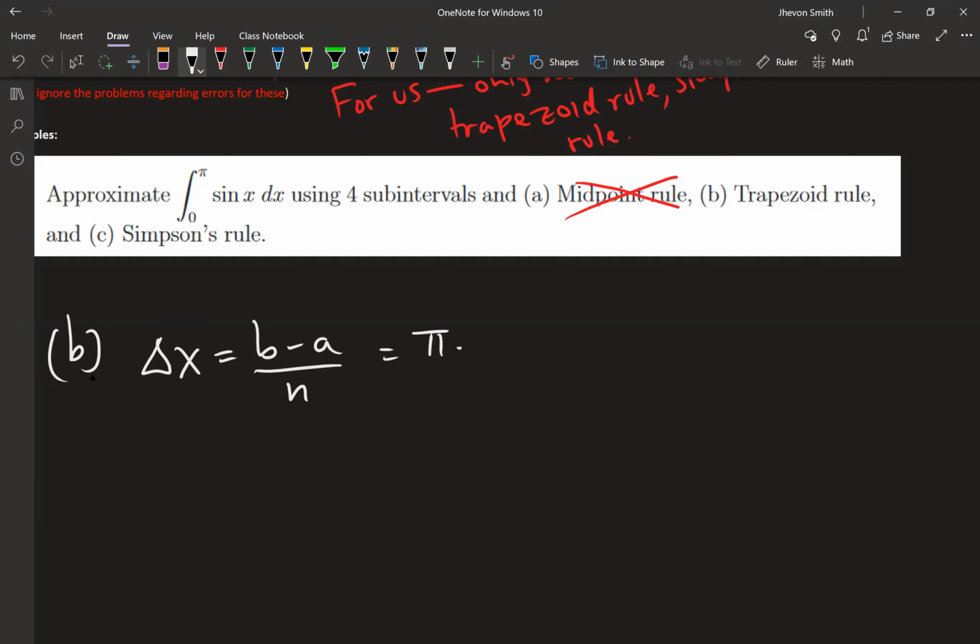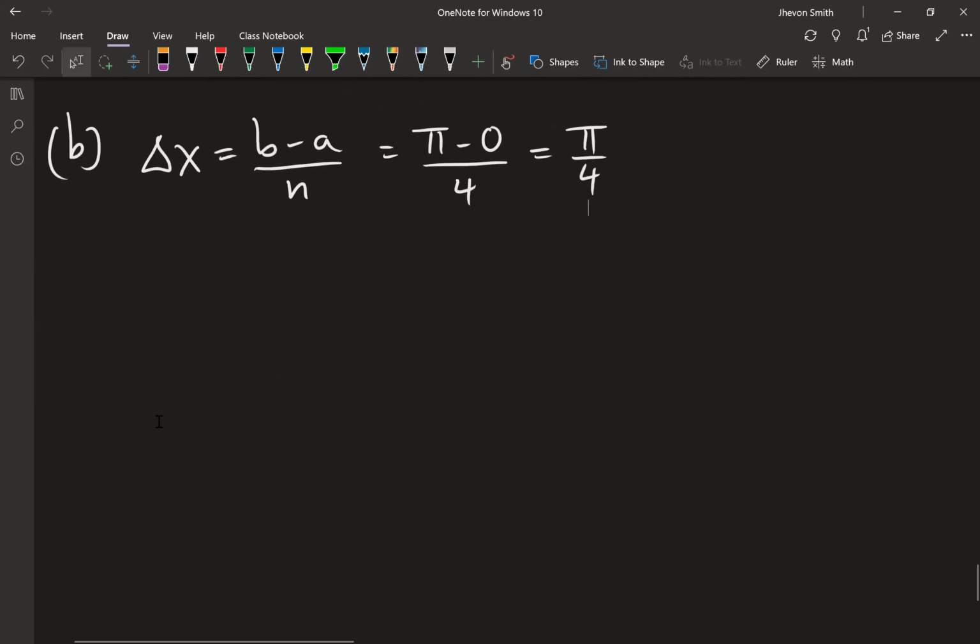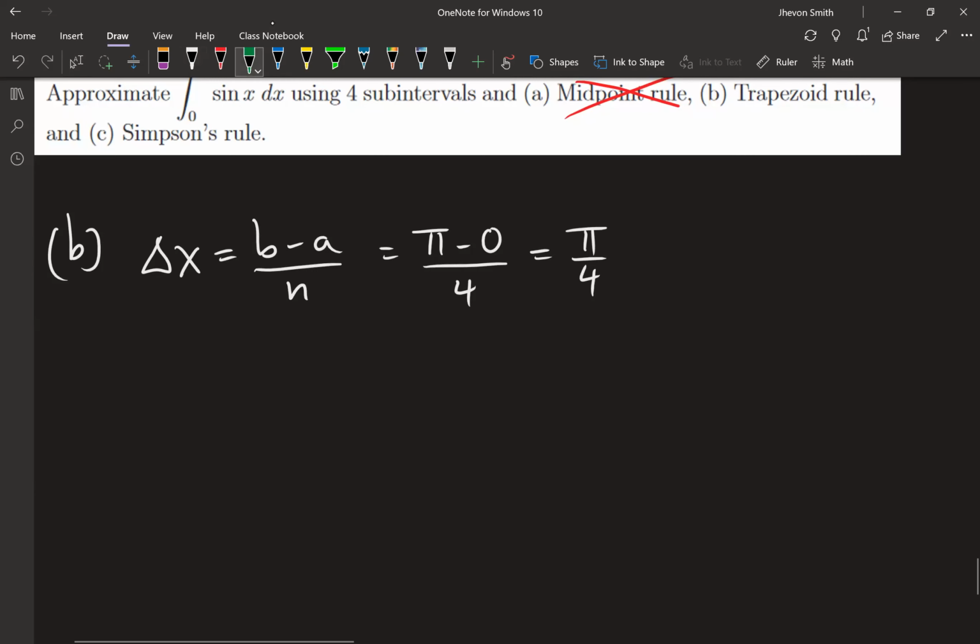So this is pi minus 0 over 4. So your delta x is pi over 4. So finding delta x is going to be the first step. Second thing you're going to want to do is find the xi.